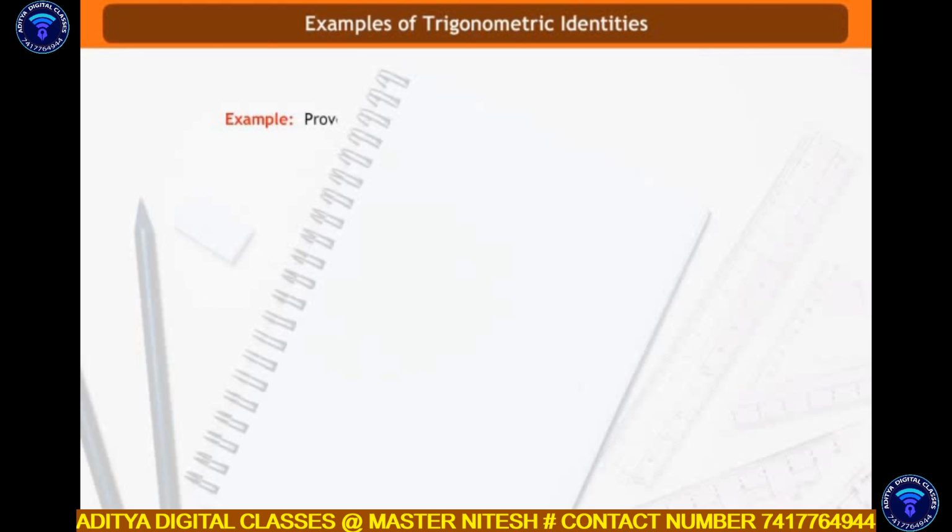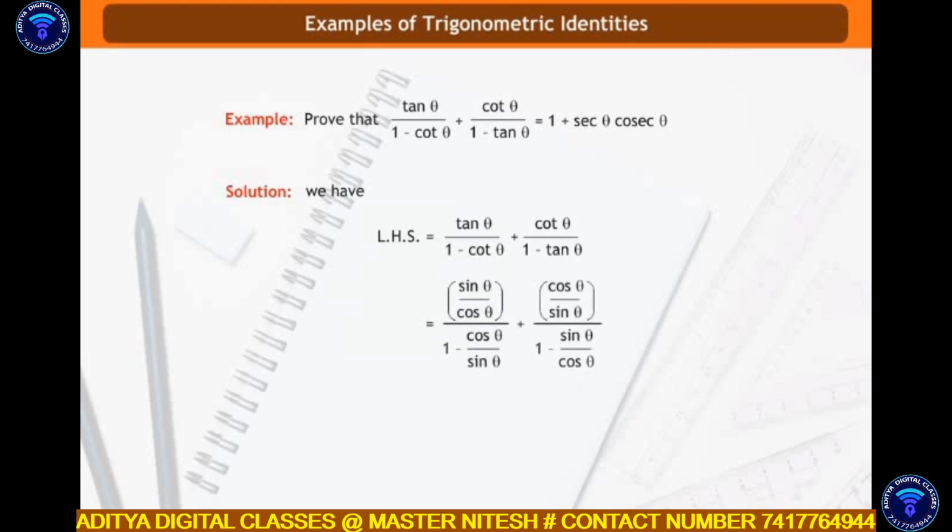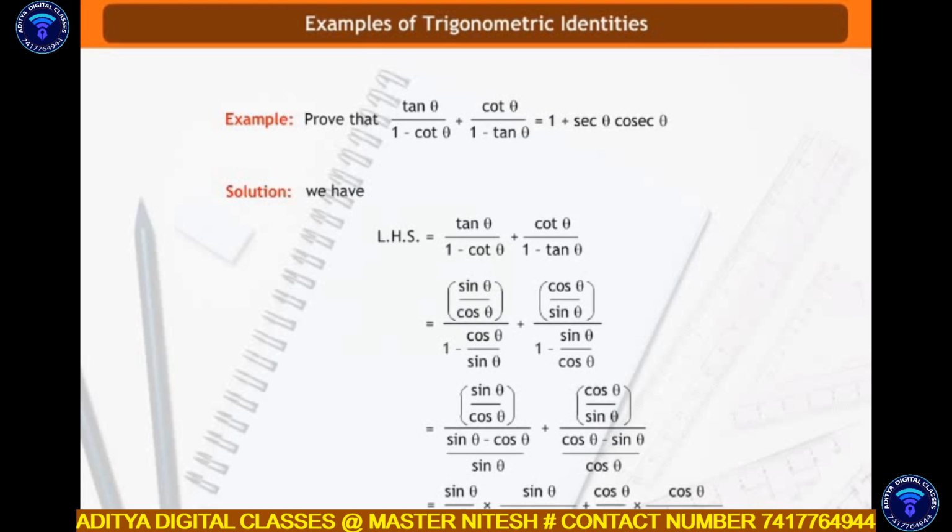Example: prove that tan θ/(1 − cot θ) + cot θ/(1 − tan θ) = 1 + sec θ cosec θ. Solution: we have on the left hand side tan θ/(1 − cot θ) + cot θ/(1 − tan θ). Now we substitute the values of tan θ and cot θ in terms of sin θ and cos θ and solve it as shown.